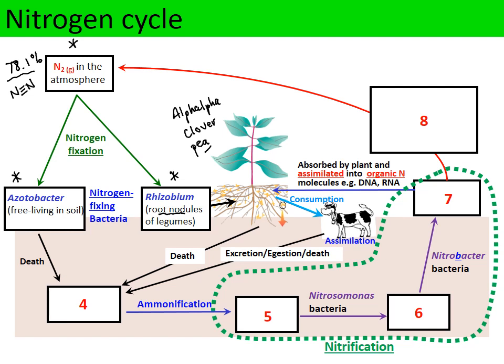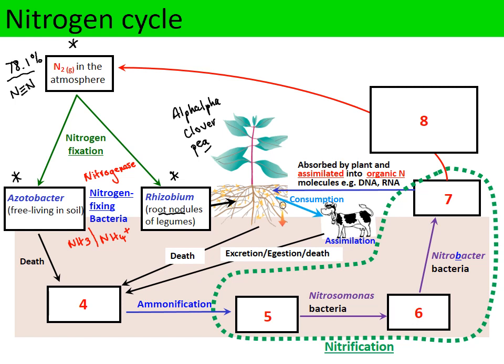Now inside these bacteria, Azotobacter and Rhizobium, is an enzyme called nitrogenase. Now this is quite an interesting enzyme, nitrogenase, because it can take the N2 gas and reduce the N2 gas into ammonia or ammonium ions. So the N2 gas becomes fixed into another molecule called ammonia or ammonium ions.